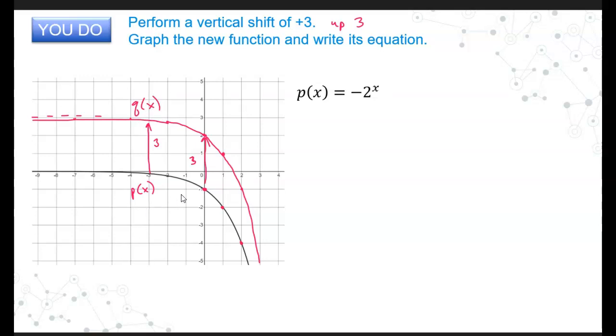So how do we write an equation for Q of x? Well, we know that Q of x is just P of x shifted 3 up. So we're going to take the equation for P of x and add 3 to shift it 3 up. That's our equation.